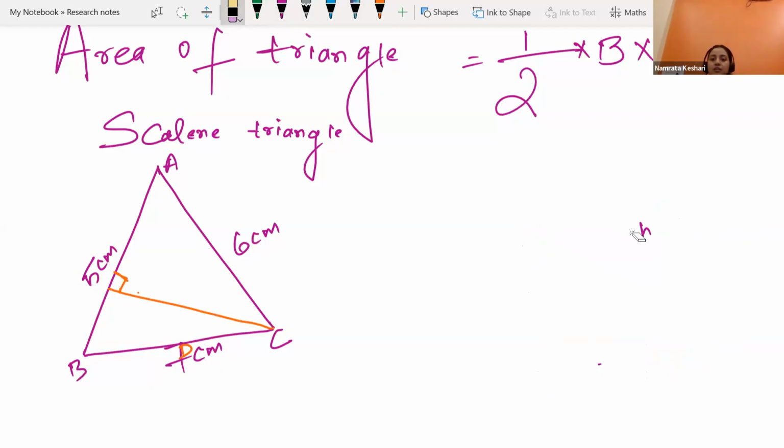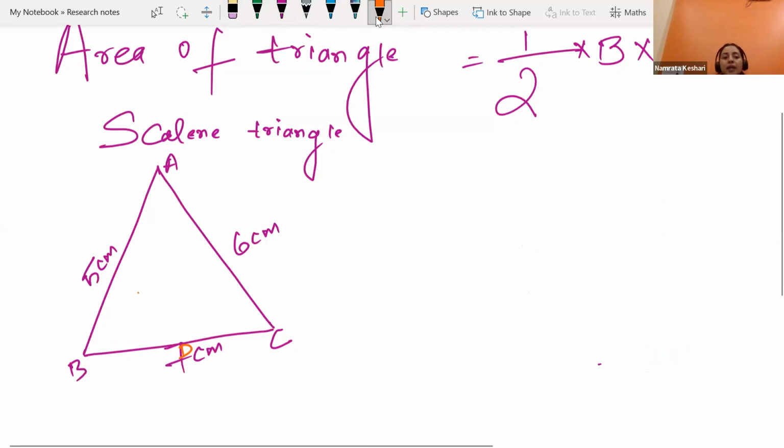Now we were discussing that every time finding the height will not be possible. In this scalene triangle, if you drop a perpendicular from the vertex A and call it AD, then we don't have any option to find this AD. BC is known, but how will we find AD? No method will work for a scalene triangle.